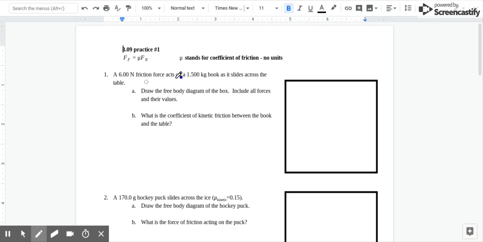So we've got a 6 Newton friction force acting on a 1.5 kilogram book as it slides across the table. So we need to do a free body diagram. First of all, let's start with gravity. And that's going to be 15 because 1.5 times 10 is 15.